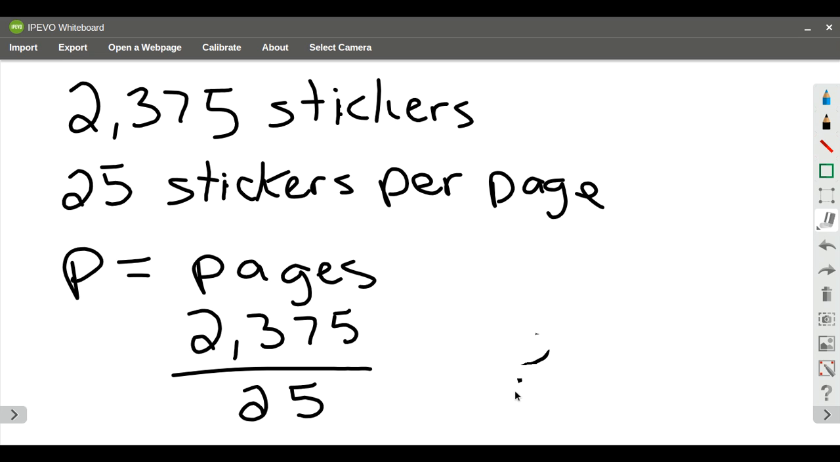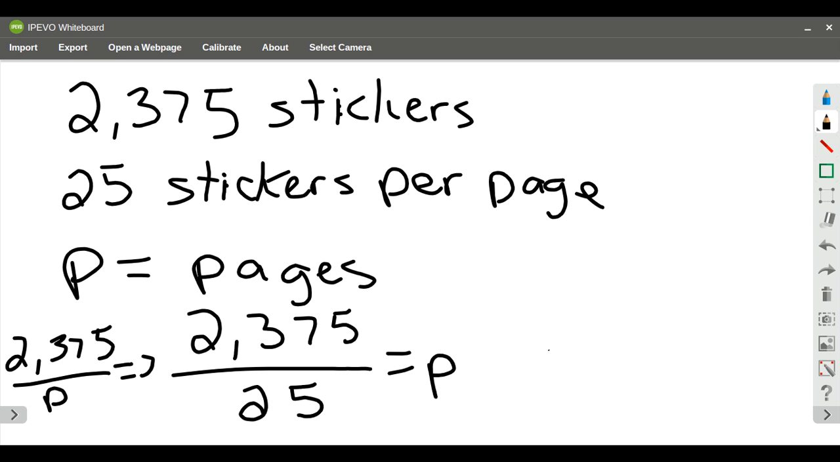So let me go ahead and set up my problem. I'm going to move this over a little bit so I keep my division problem. Or the other way that I can look at it before I jump into solving is 2,375 divided by P is going to equal 25. Either way, division is what I'm going to need to solve it, and I'm going to be dividing 2,375 by 25. I'm going to do this in blue.